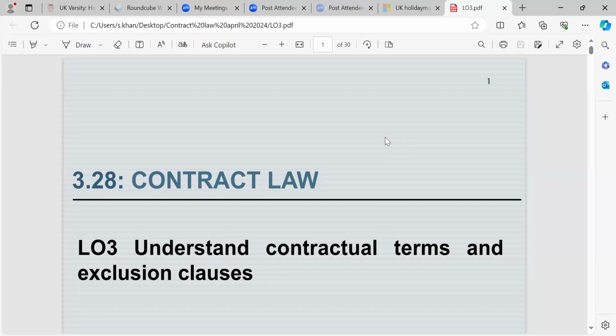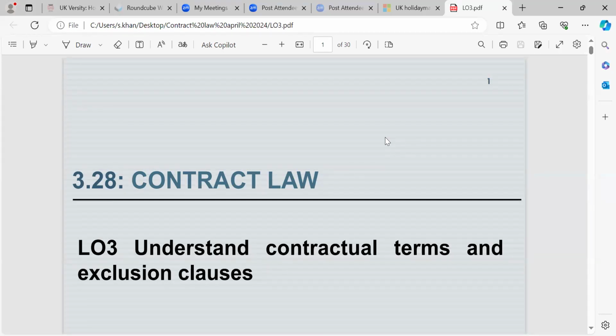The learning outcome we'll be doing today is to understand contractual terms and exclusion clauses. So firstly, what I want to do is just summarize what we did in the last session, which was learning outcome 2. In learning outcome 2, we looked at understanding the key elements of a binding contract.